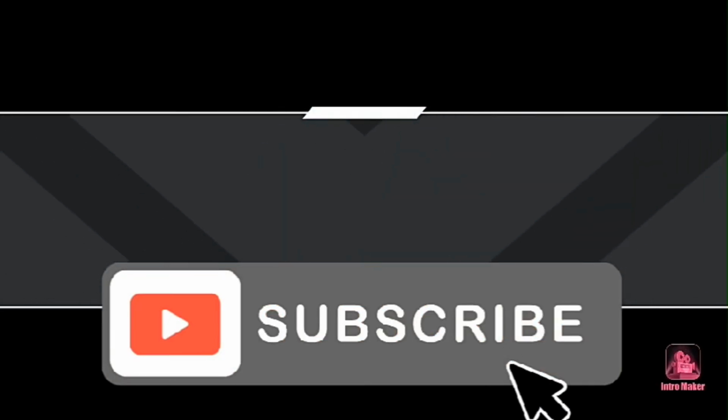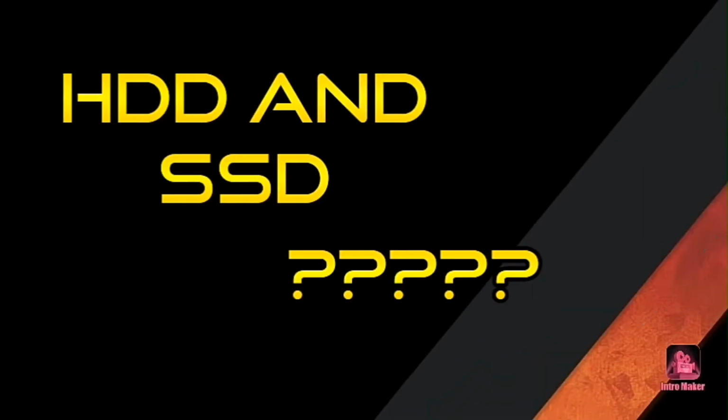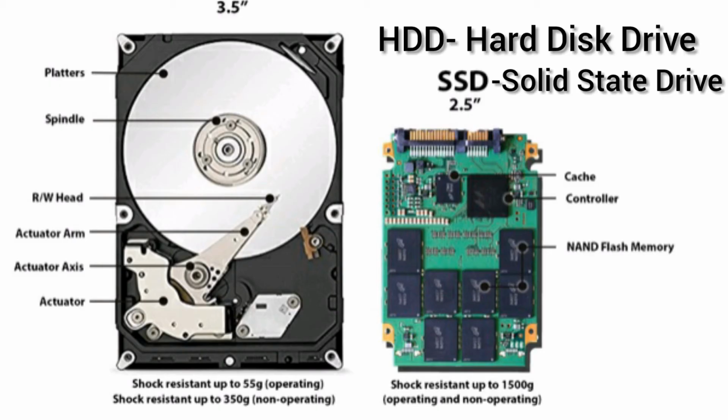This is Vishnu Nadala, and today let us talk about HDD and SSD and what they are. So let's get started. On HDD, we are going to look at spindle, platters, controller, and actuator. And on SSD, we're going to talk about NAND flash memory, cache, and controller. HDD is basically a hard disk drive, and SSD is a solid state drive.